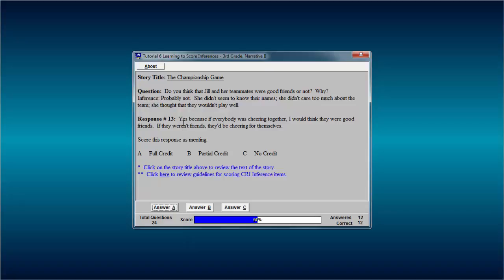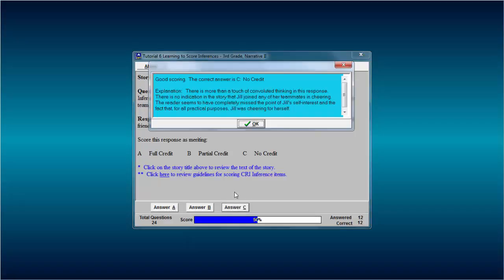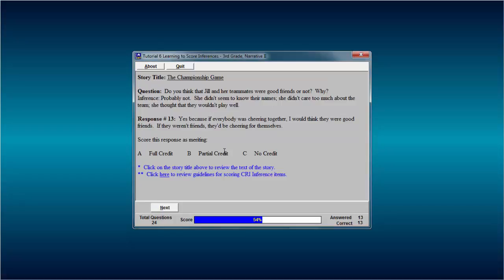This student says, "Yes, because if everybody was cheering together, I would think they were good friends. If they weren't friends, they'd be cheering for themselves." Now, Jill was thinking about cheering, but she didn't cheer for herself. This is completely off the charts, we will say. No credit here. So in that situation, you wouldn't even worry about giving a probe.